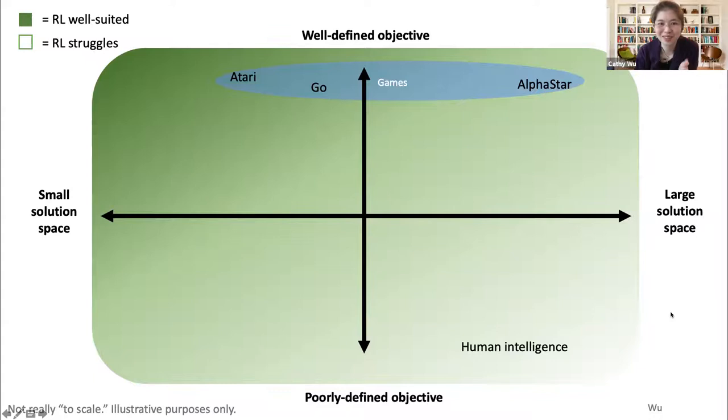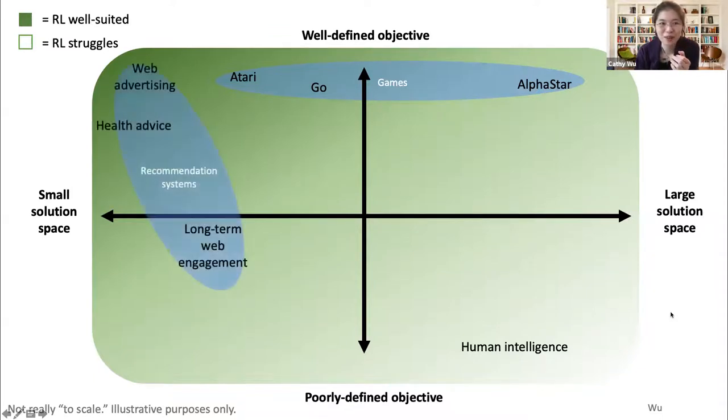Okay, let's do another one. So recommendation systems, these are like your product recommendations, your search engines, your web advertising. And there are also some systems that can do personalized health recommendations. So here's a space as well. These tend to have small solution spaces, and we'll talk about this more later.